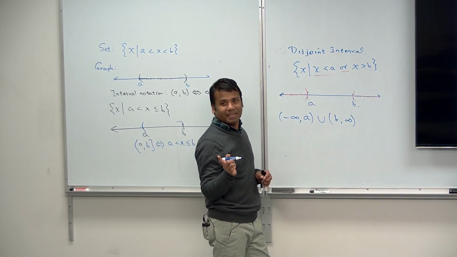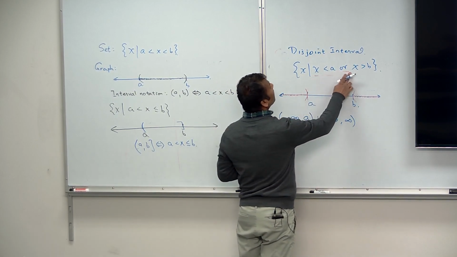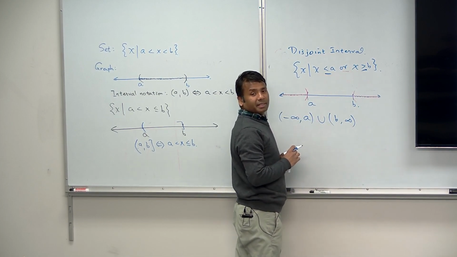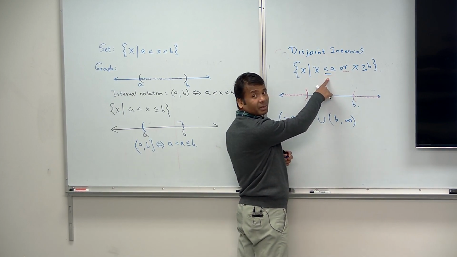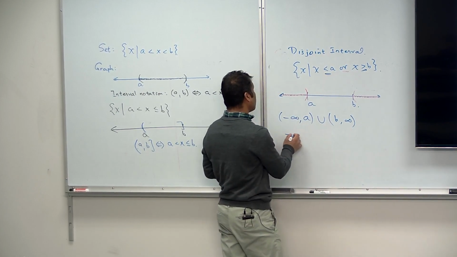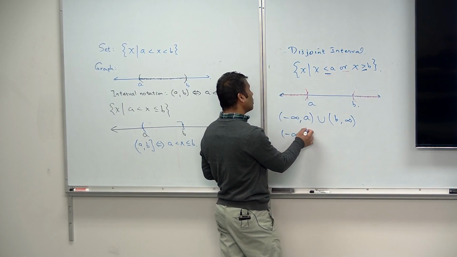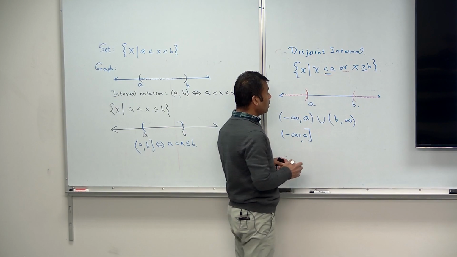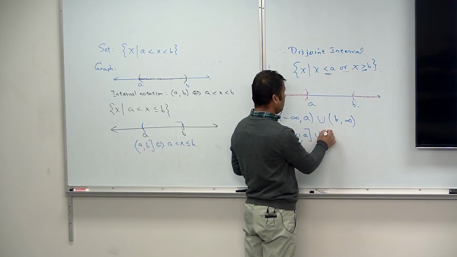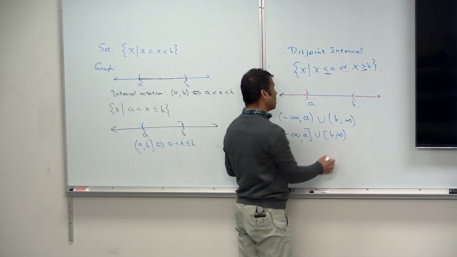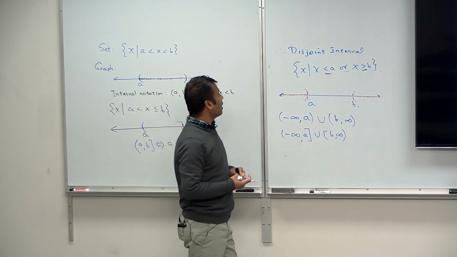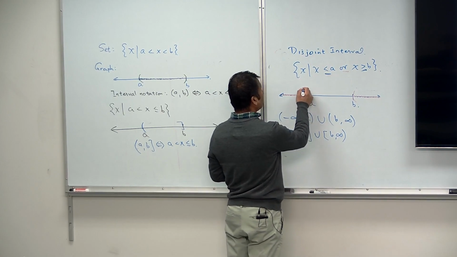Does that make sense? And then let's say this one is less than or equal to, and this one is greater than or equal to. So that means a is included, and here b is also included, right? So now how do you write that? Negative infinity comma a, a is included, so put a bracket. Union, b is included, right? So you put what? A bracket, b comma infinity. Make sense?